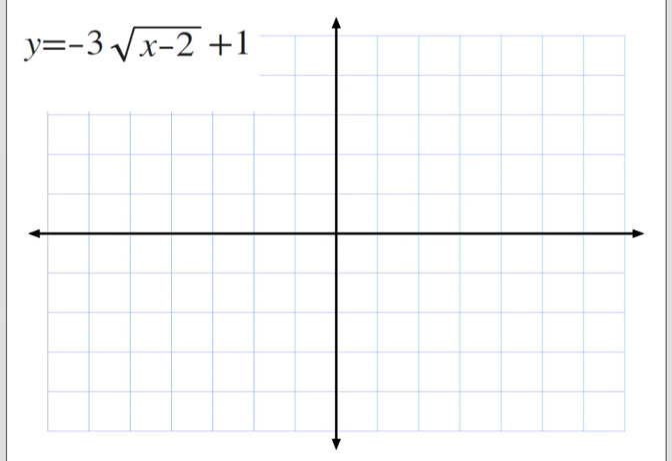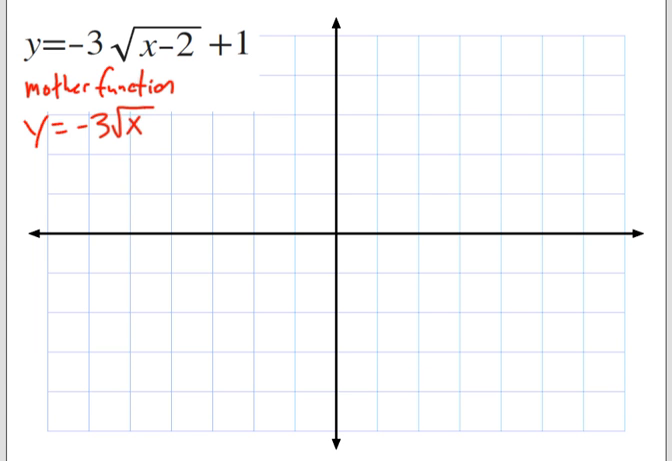Okay, let's try another one. So what is the mother function for this problem here? The mother function is y equals negative 3 square root x. So without the minus 2 and without the plus 1.